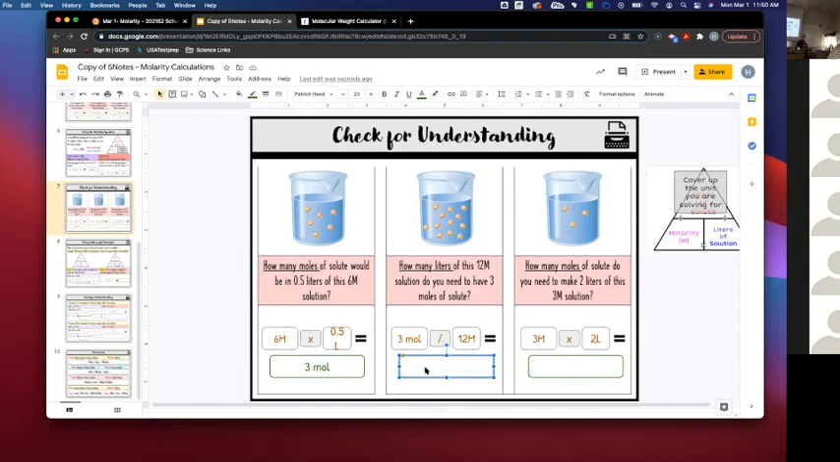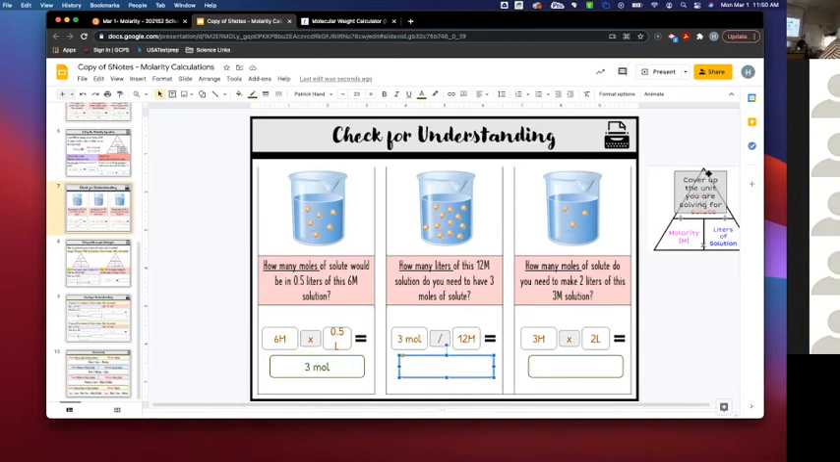12 divided by 3 is a lot different than 3 divided by 12. Okay, 12 divided by 3 is 4. That's not the answer to this question. So you need to make sure you're doing exactly what the formula is telling you to do with this little thing over here. So for this one, it says how many liters.